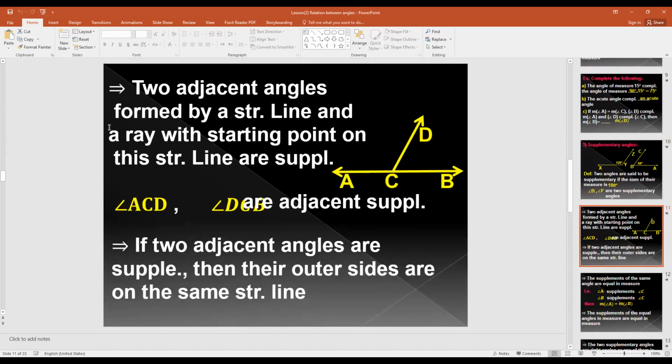And we said that the two adjacent angles formed by a straight line and a ray with a starting point on the straight line are supplementary angles. As we see, we have a straight line, AB is a straight line, and the ray CD is a ray with a starting point on the straight line. So the two angles are supplementary angles. Angle CAD and angle DCB are supplementary angles.